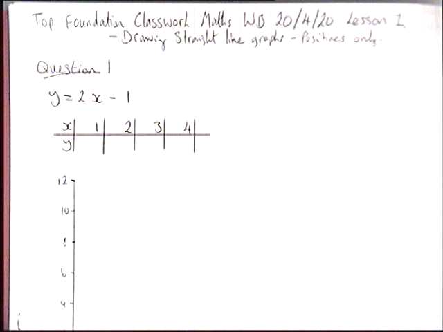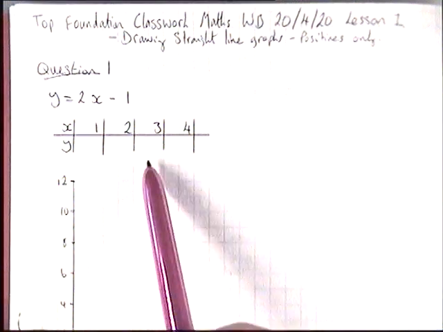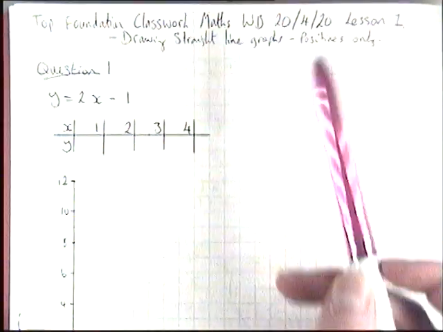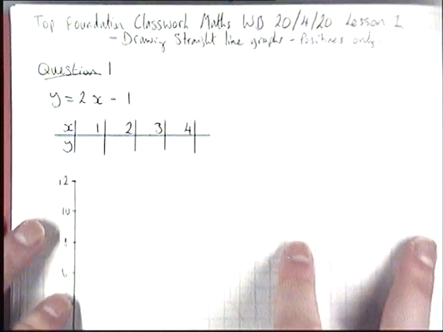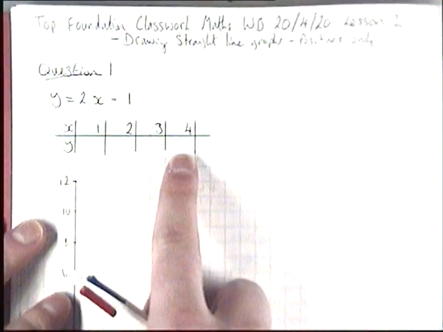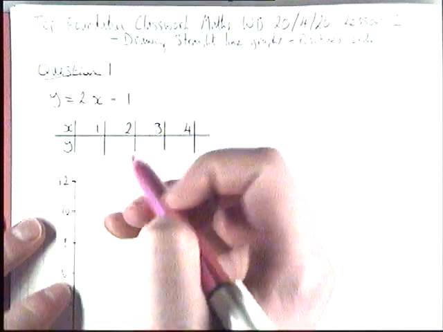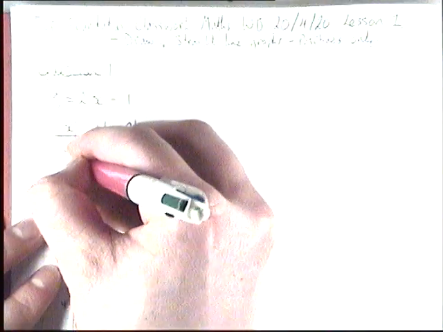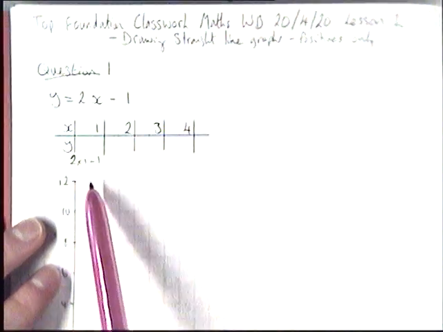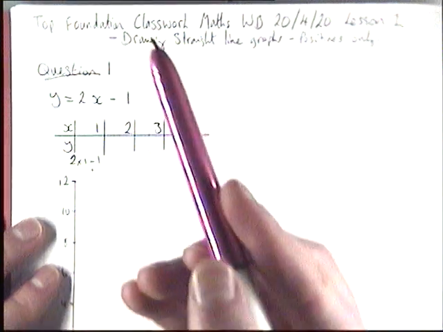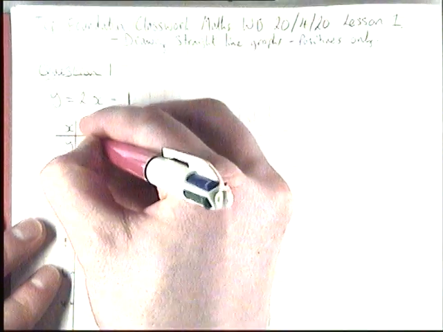Okay, so these are your worked solutions for drawing straight line graphs, positives only, lesson 1. So you've got your table. We're going to substitute our first x value into our equation. So we've got 2 times 1 minus 1. 2 times 1 is 2, minus 1 is 1.